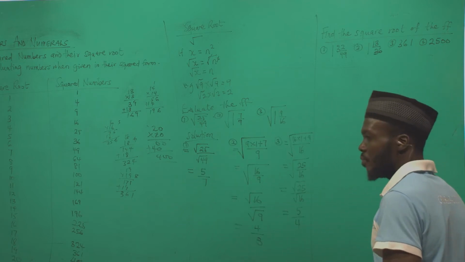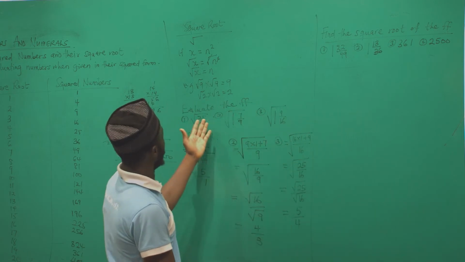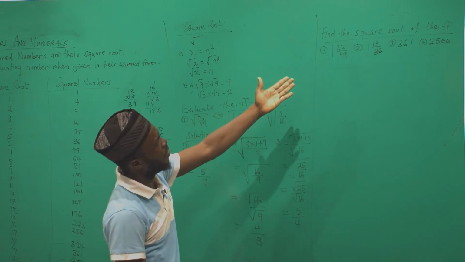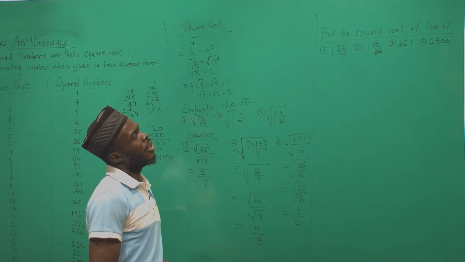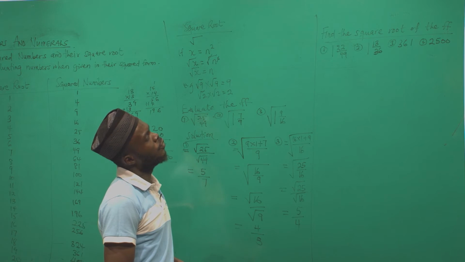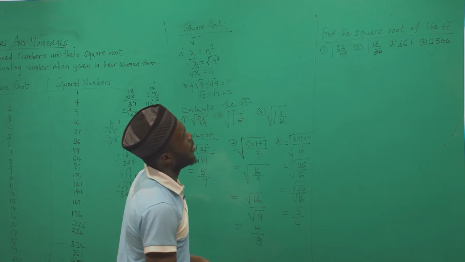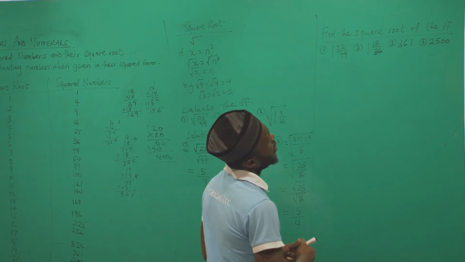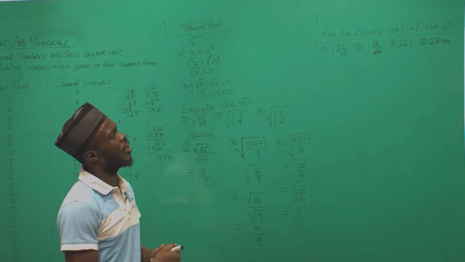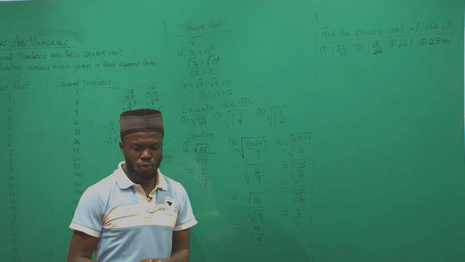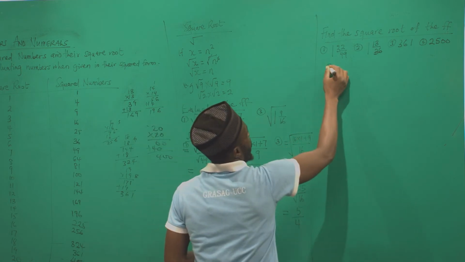Okay. So now let's look at these questions. Another way of putting "evaluate the following" is "find the square root of the following." Okay, so I'm going to solve 2 for you. I'm going to select question number 1 and question number 4. Then students will try their hands on question 2 and 3. Okay, so solution.